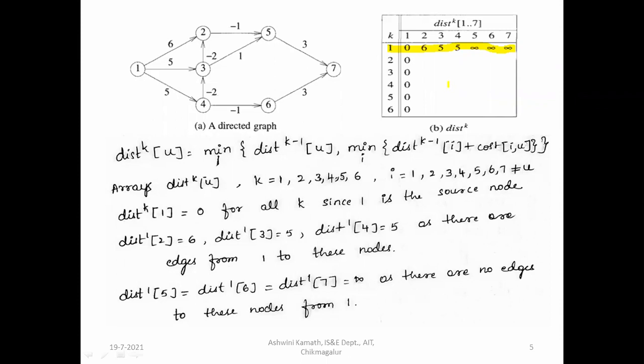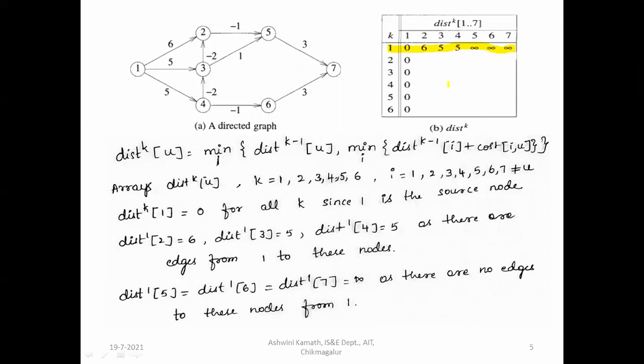So we have to find all the arrays for k equal to 1 to 6. The final array will give you the shortest path from the source vertex to all other vertices. So here for the problem, we have considered the source vertex equal to 1. So I am going to find the shortest path from 1 to 2, 1 to 3, 1 to 4, 1 to 5, 1 to 6 and 1 to 7.